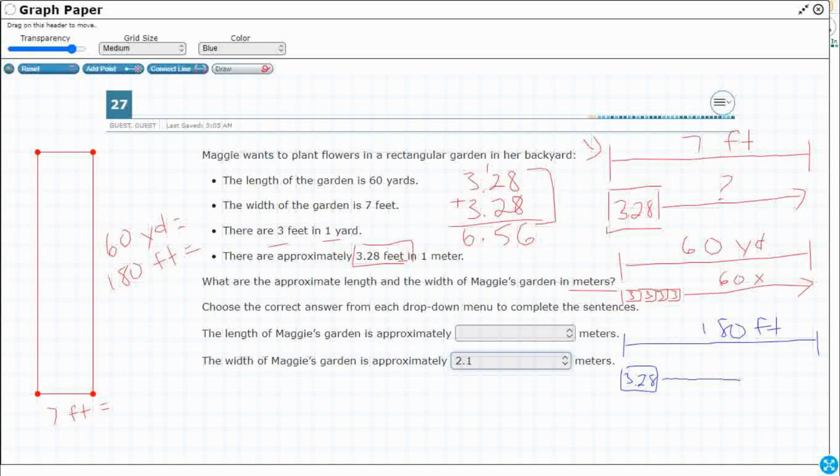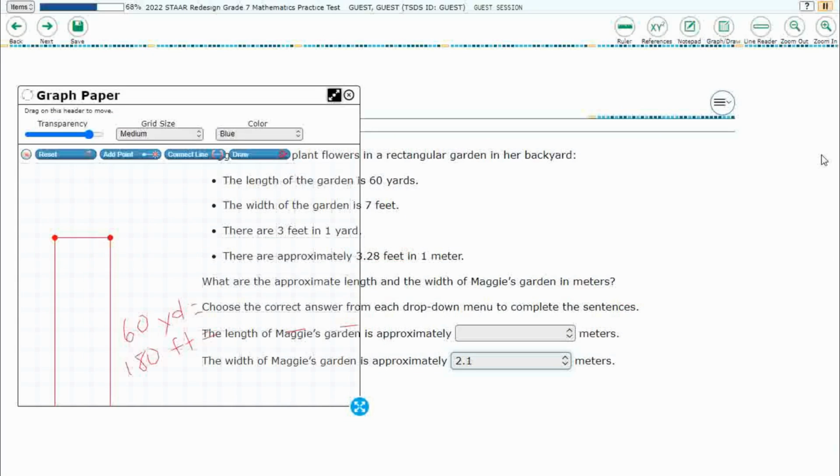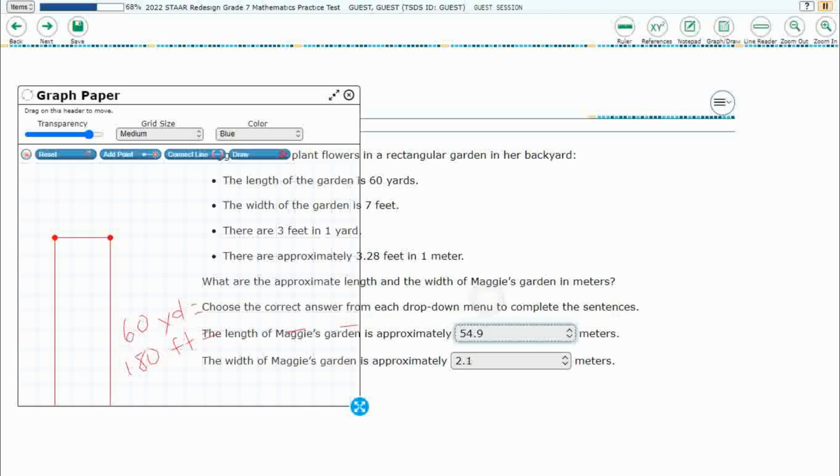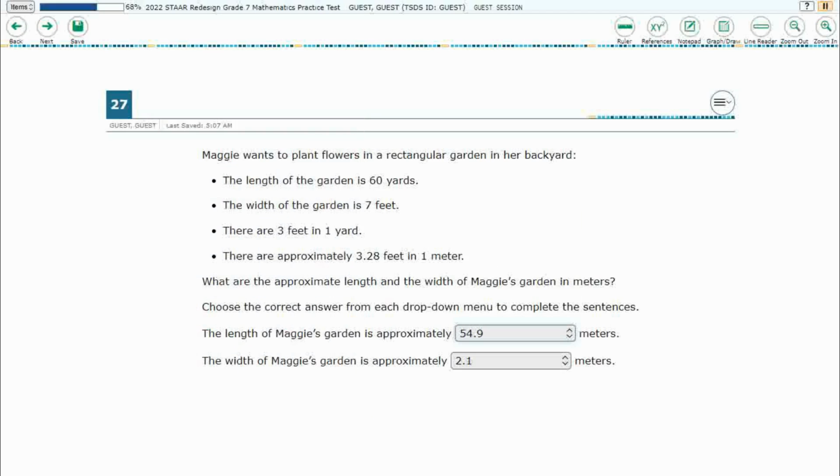3.28 can I get? Right? So let's see. Well, you know what? That's almost 3. So if we were to just round down to 3, that'd be back to 60. So let's see what my answer selections are. Do I have to get closer to 60? No, I don't really have to, because the only one that's even close is that 54.9, so that's a good estimate, and those two are our answers.